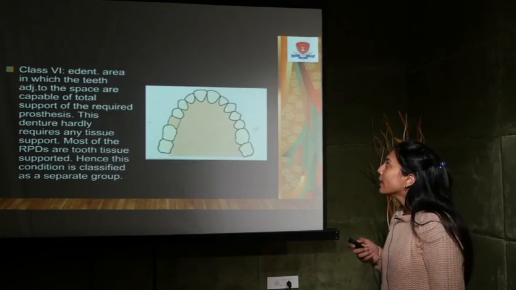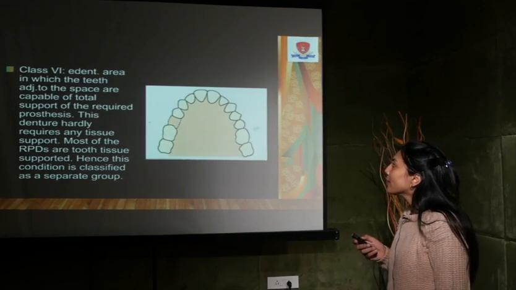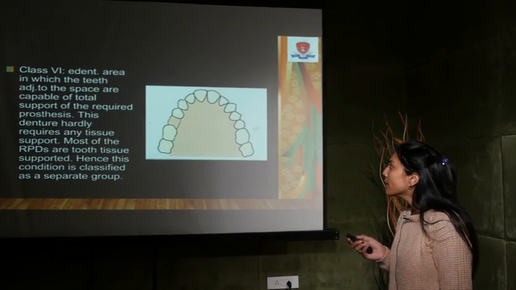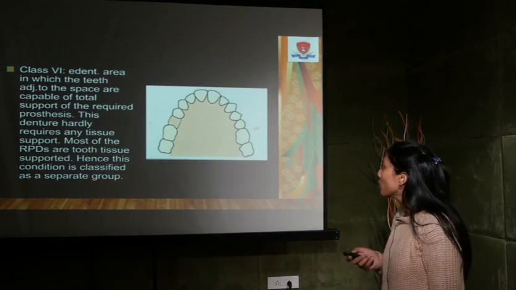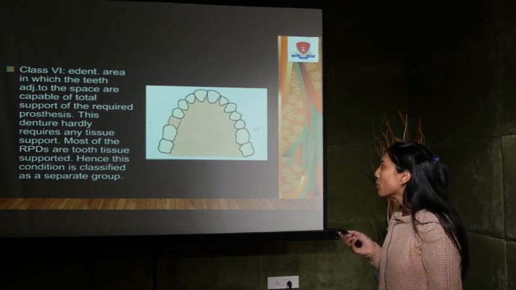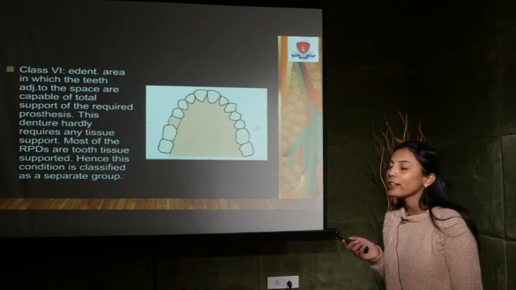In class 6, the edentulous area is one in which the teeth adjacent to the space are capable of total support of the required prosthesis. This denture hardly requires any tissue support. Most removable partial dentures are tooth-tissue supported, hence this condition is classified as a separate group.